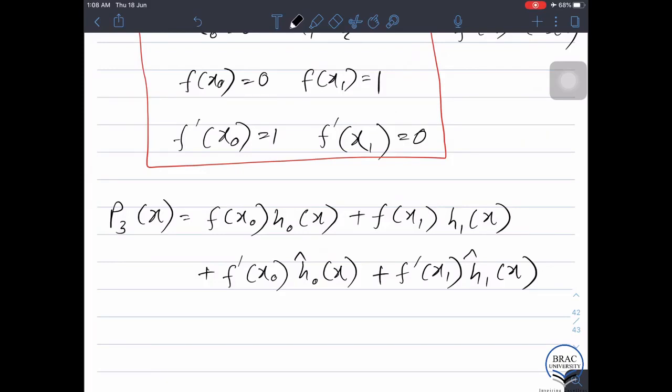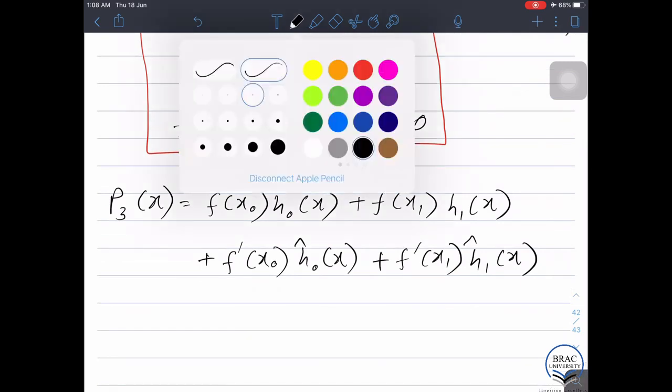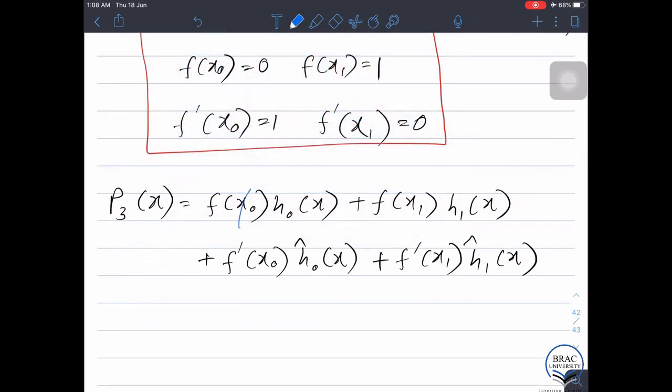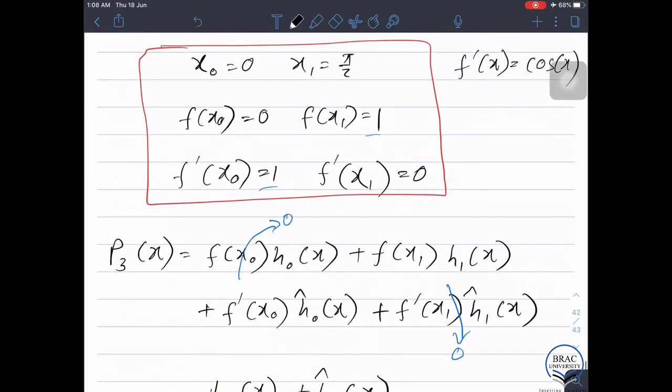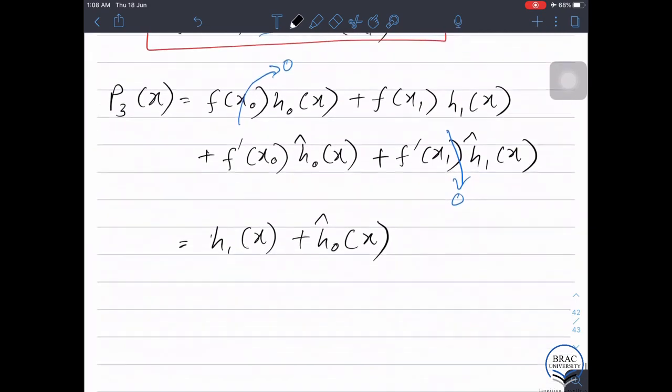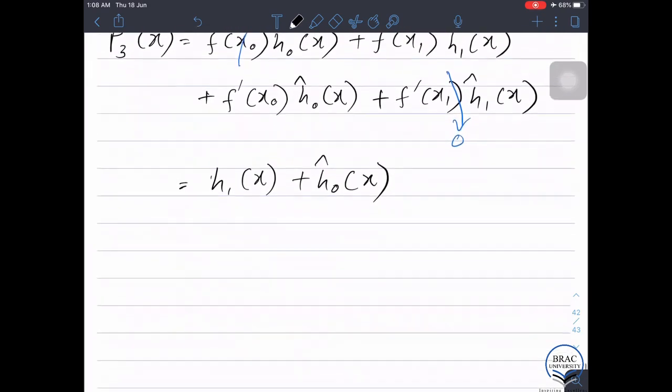All right, so now we know that f of x0 is equal to 0 in this example, so this term would go to 0, and f prime of x1 will go to 0, so this is 0, and these two are 1. So all we will be left with is something like this, h1 of x plus h0 hat of x. Okay, plugging in the values from the red box, this is what we will get, and now let's calculate these h and h hats.